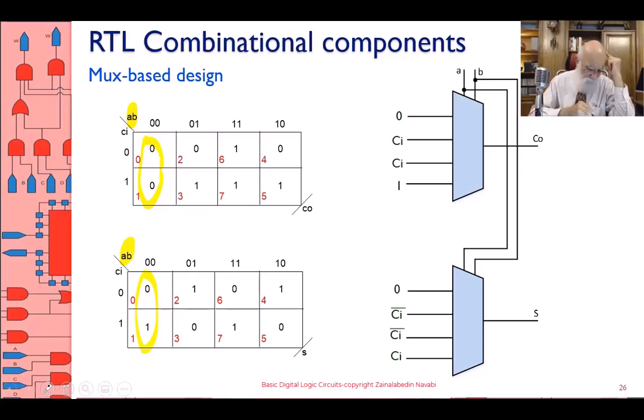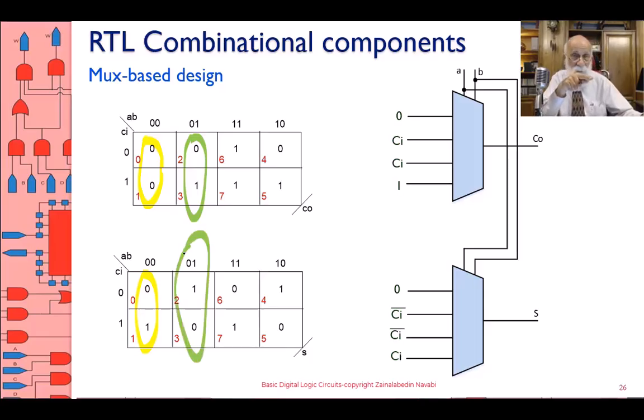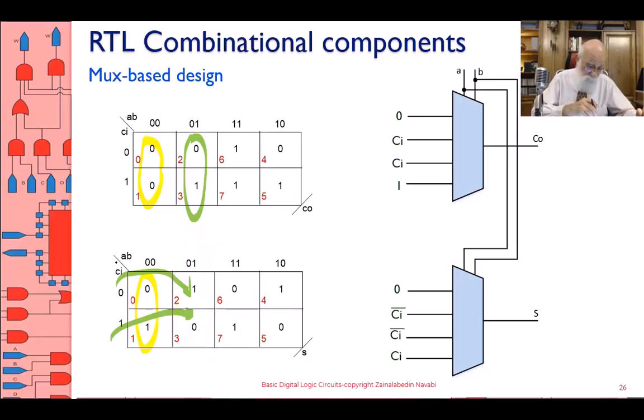There are 4 columns in this Karnaugh map. So let's look at another one. If AB is 0, 1, for the upper map, if C is 0, I'm sending a 0 out. If C is 1, I'm sending a 1 out. What it means is I'm sending C out. How about the other one? In the second column, if C is 0, the Karnaugh map value is 1. If C is 1, the Karnaugh map value is 0. And therefore, this column becomes C bar, the complement of C.